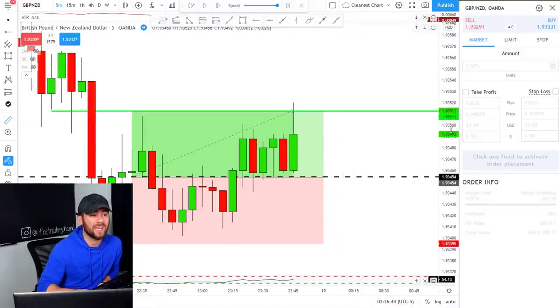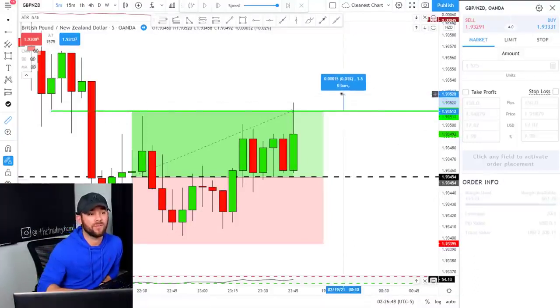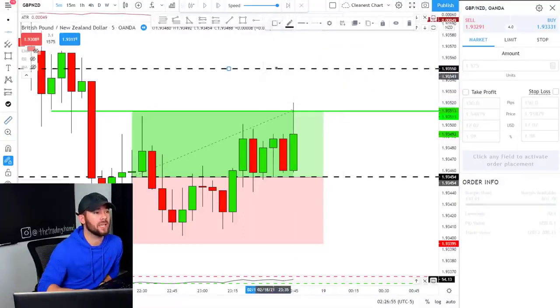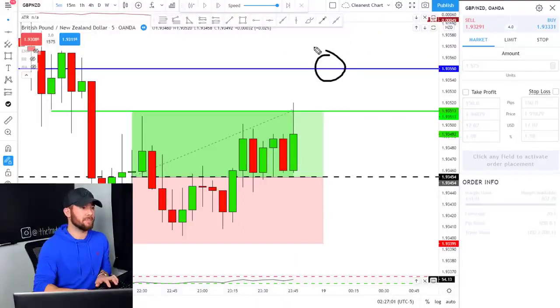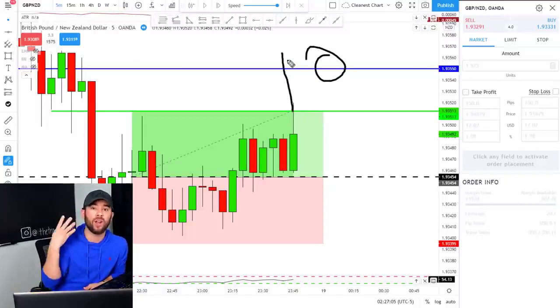If we're at 1.9351, then we would need to be at 1.9355. So that means your actual target would have needed to be up here. We'll do that in blue as well. So this is where price would have needed to make it to in order to actually fill your trade because of that 4 pip spread.